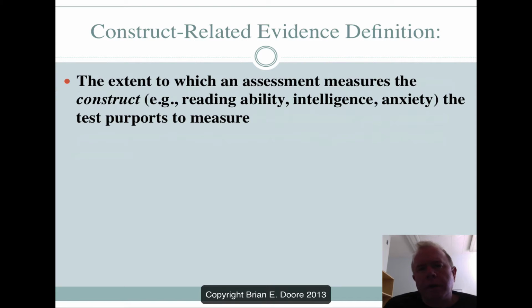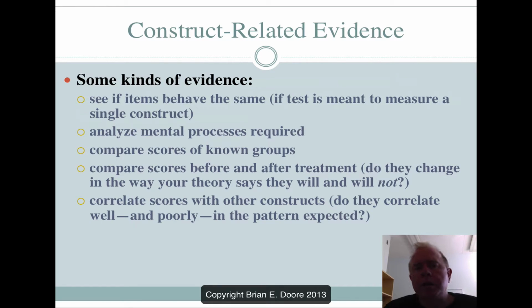So we use some different kinds of definitions, but the one that is most often referred to is this: the extent to which an assessment measures the construct, for example, reading ability, intelligence, anxiety, that the test purports to measure. So we can collect information in a number of ways, but we usually try to find other types of evidence. As I mentioned earlier, constructs like love or intelligence aren't directly observable. They're only observable through these other behavioral kinds of traits.